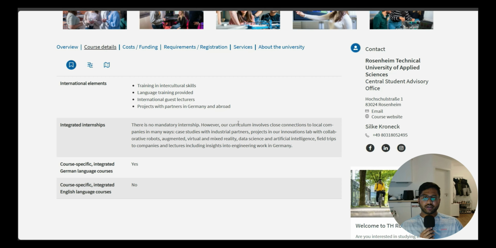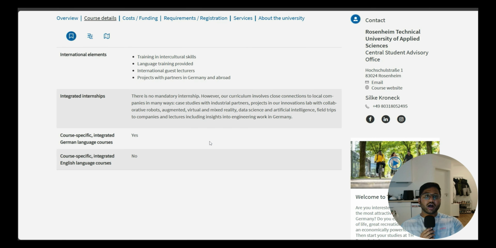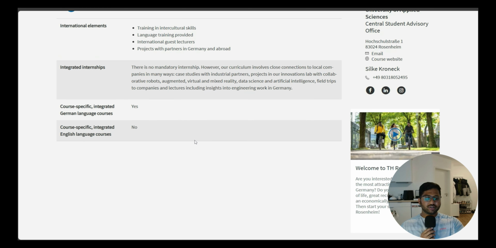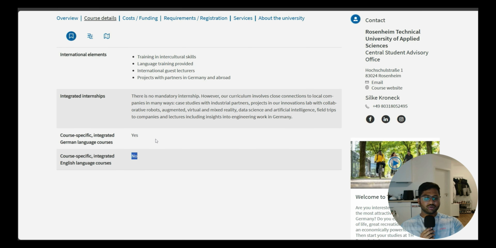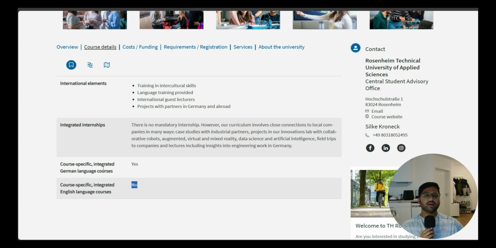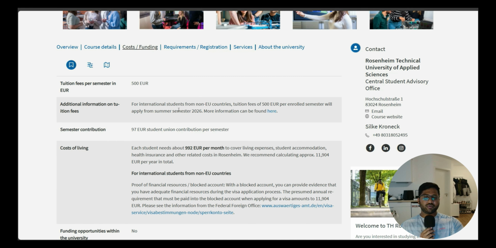When you get your voluntary internship, after your second semester, you have to take a Urlaub semester and do your internship. It's not like you can do it after your thesis. So please don't do that. Then a course specific integrated German language course is possible. A course specific integrated English language course is not there, but a German language course is there. I suggest you take and finish up to B1. Then it will be very helpful for you to get a job once you finish your degree.